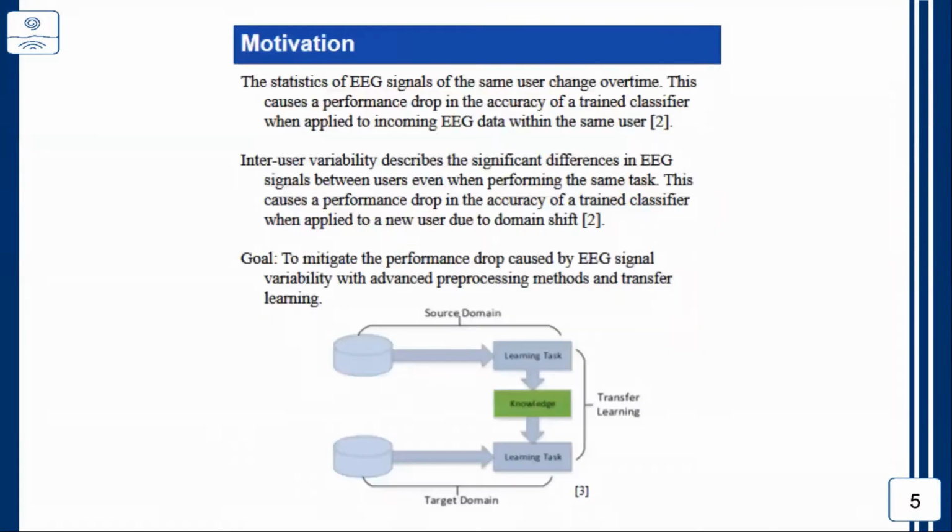character. However, data variability presents a challenge in transitioning BCI from the research lab to people's homes. This is because in training a classifier on a user's data, within subject variability causes a performance drop over time in the accuracy when applied to incoming data from that same user. When pre-training a classifier with other users' data, between subject variability causes a performance drop due to domain shift. Our goal is then to mitigate the performance drop due to variability with advanced pre-processing methods and transfer learning.